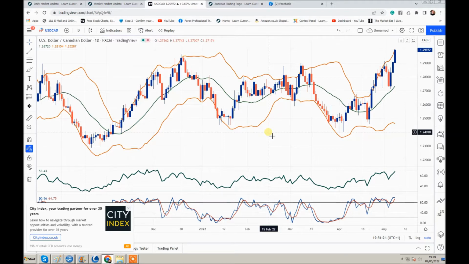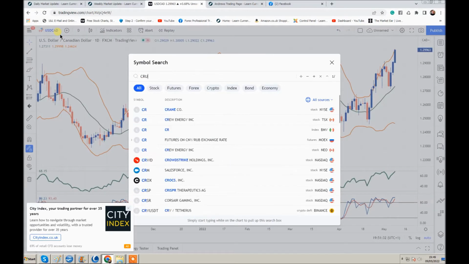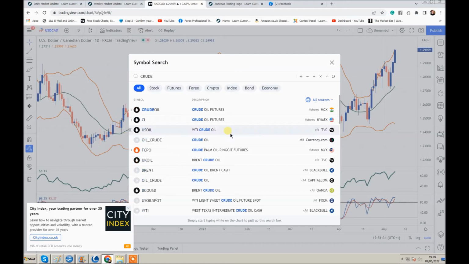Okay, so this one's looking like we could move higher, and I think, yeah, when we look at the dollar going higher, that will pressure commodities lower anyway, won't it? Because commodities are priced in USD. So let's have a look at one which is important to the CAD, which is obviously crude oil.